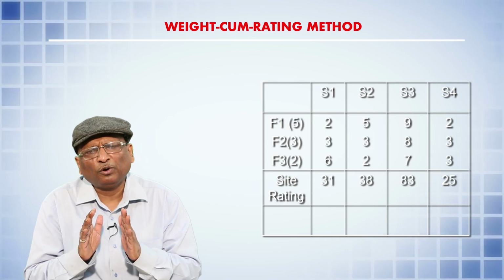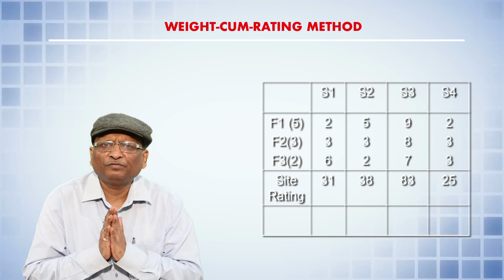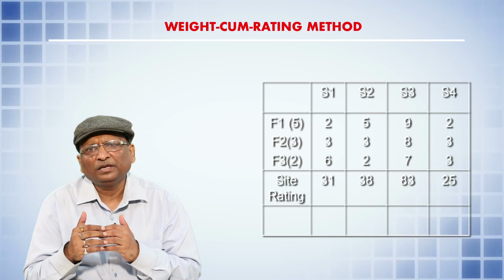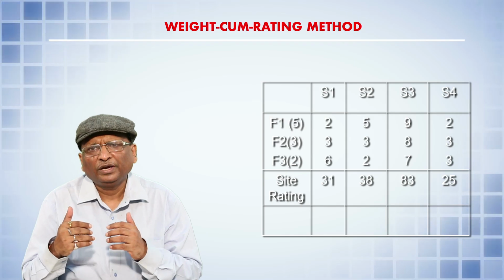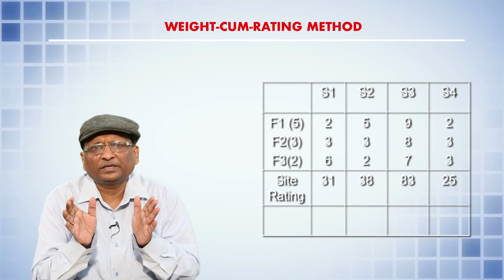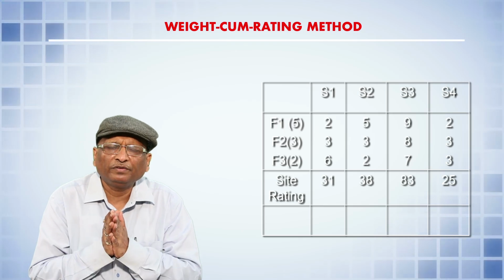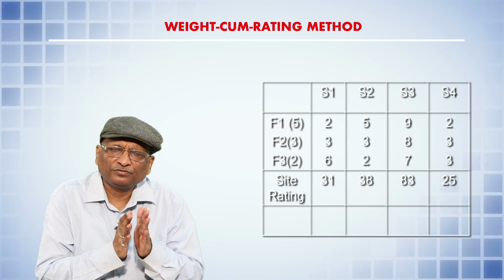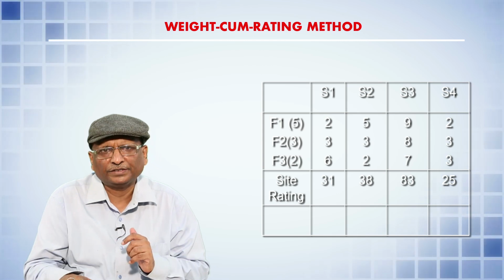Now, another important method is the factor rating method, where we have a subjective scale: poor, fair, adequate, good, excellent. So, we will take this scale as 1 to 5 and then we do the analysis as we have done in the earlier cases.